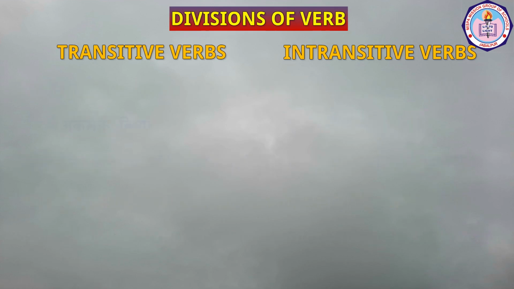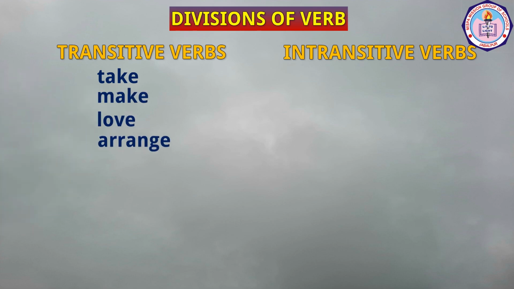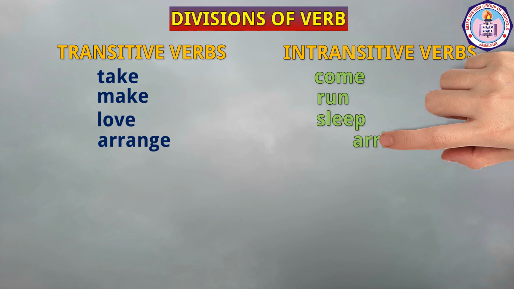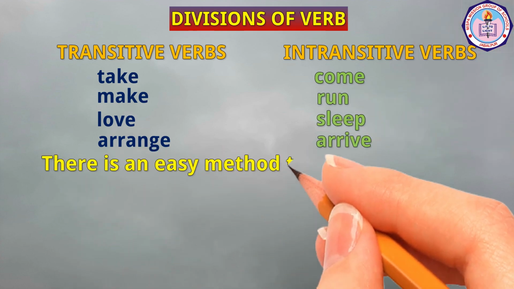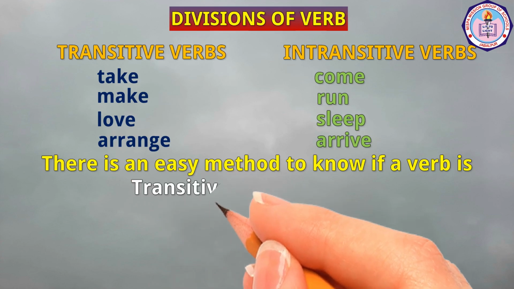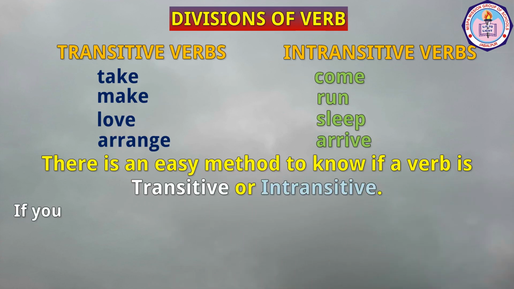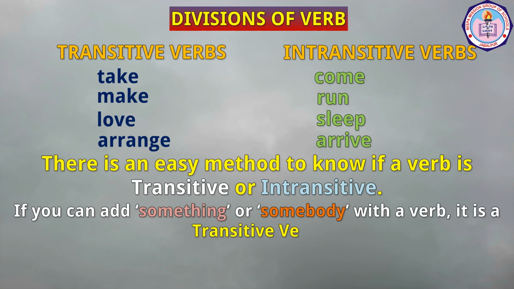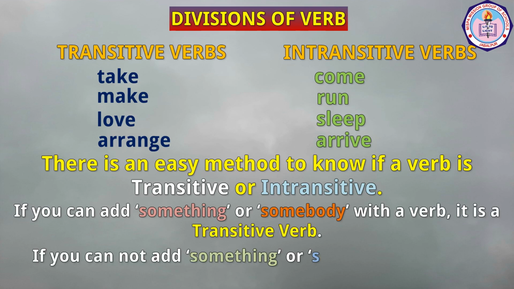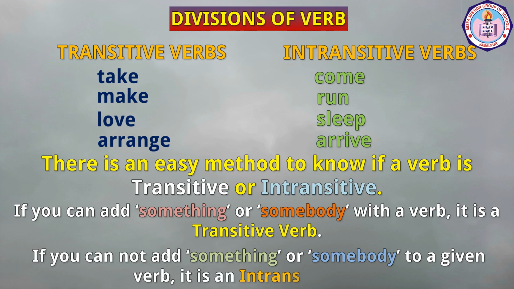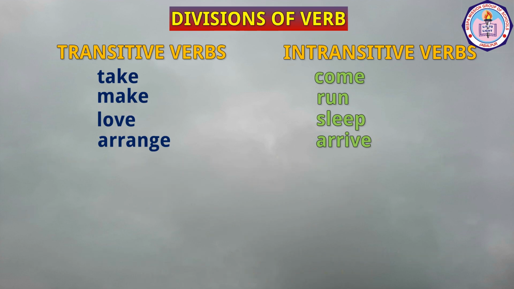Study this list of transitive and intransitive verbs. Transitive: take, make, love, arrange. Intransitive: come, run, sleep, arrive. There is an easy method to know if a verb is transitive or intransitive. If you can add something or somebody with a verb, it is a transitive verb. If you cannot add something or somebody to the given verb, it is an intransitive verb. Let us apply this method with the above listed verbs.